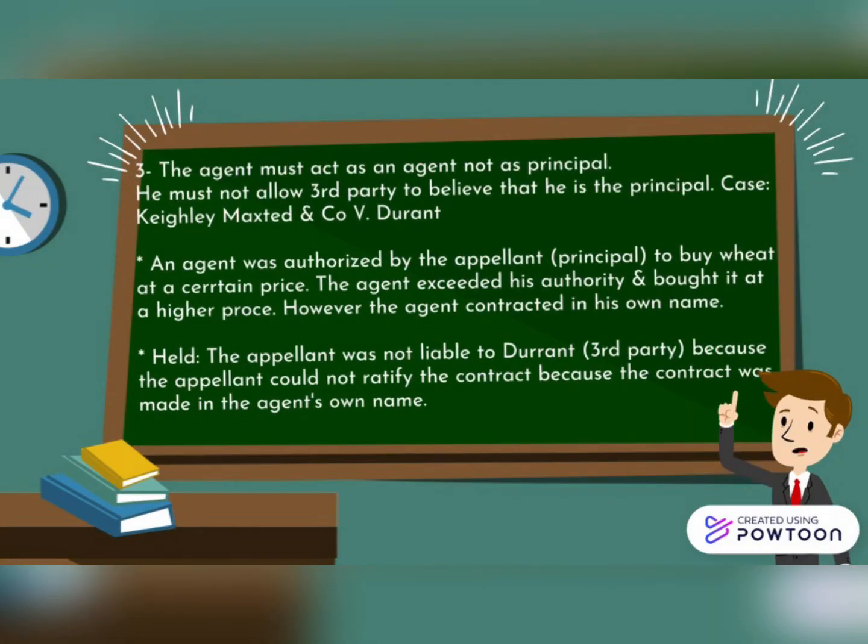In number 3, the agent must act as an agent, not as a principal. This means he must not allow the third party to believe that he is the principal. Case under Kelly, Maxted and Co. versus Duran. An agent was unauthorized by the appellant, who is the principal, to buy wheat at a certain price. The agent exceeded his authority and bought it at a higher price. However, the agent contracted in his own name. Hence, the appellant was not liable to Duran, the third party, because the appellant could not ratify the contract since the contract was made in the agent's own name.